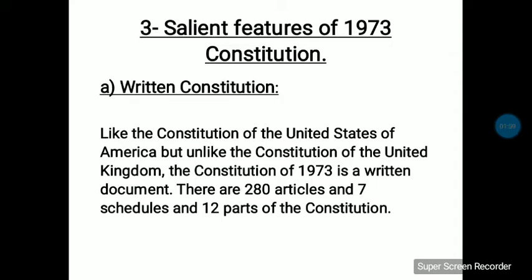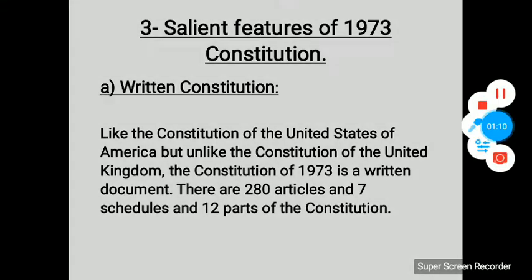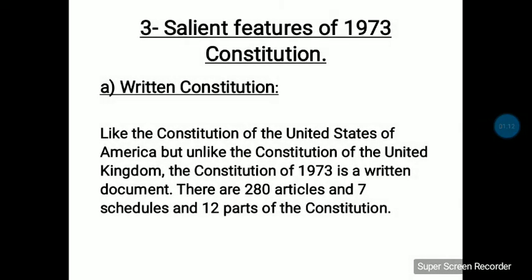First is the written constitution. Like the Constitution of the United States of America, but unlike the Constitution of the United Kingdom, the Constitution of 1973 is a written document. There are 280 articles, 7 schedules and 12 parts of the Constitution.